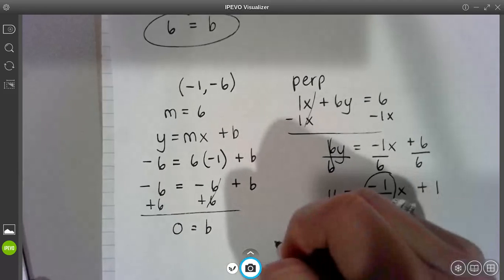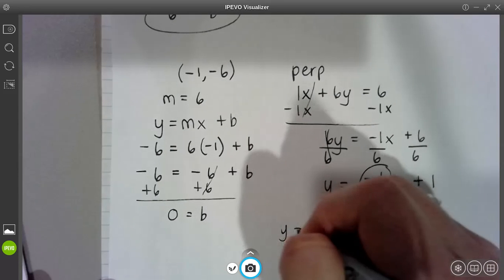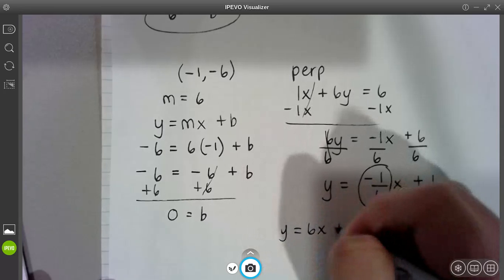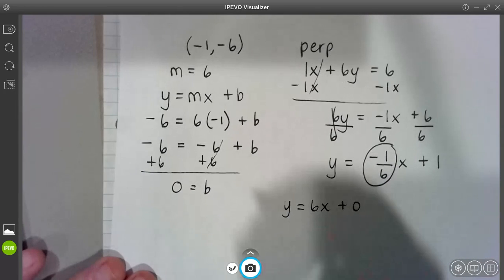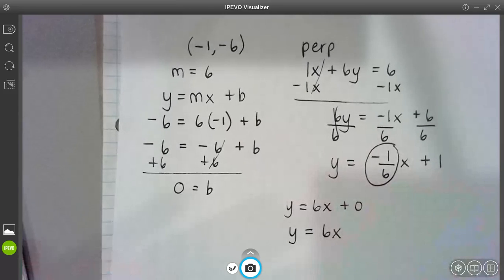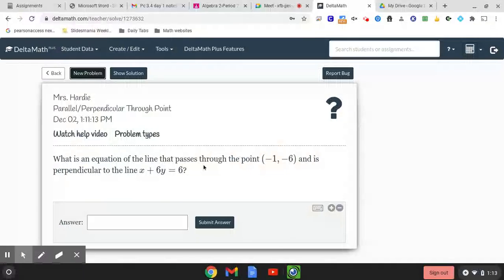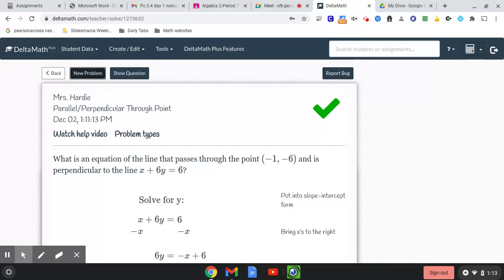All right, so technically when you write that in, our slope was what? 6. So y equals 6 times x plus 0. But like I warned you guys, a math book doesn't write plus 0 at the end. So we should just have to write y equals 6x, okay? And you are good to go. Okay. All right.